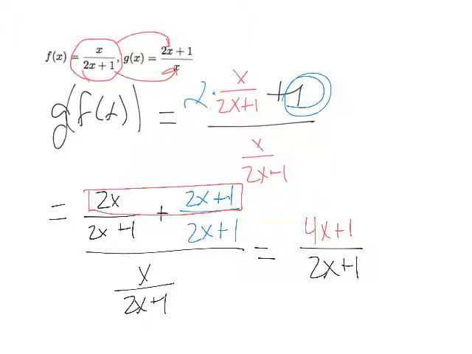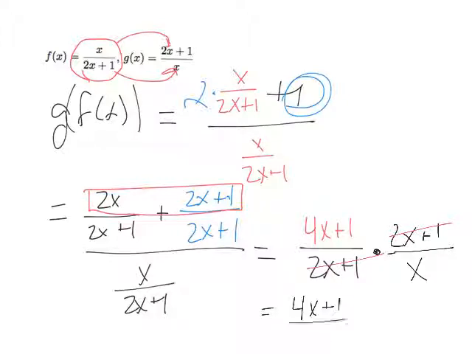And then here's what's going to end up happening. This fraction right here, we are dividing by a fraction, which means we are multiplying by its reciprocal. So I'm actually just going to flip it. So I'm multiplying by 2x plus 1 over x. Okay? Those are going to cancel. And so my final answer is going to be 4x plus 1 over x. That is my simplified version, okay?